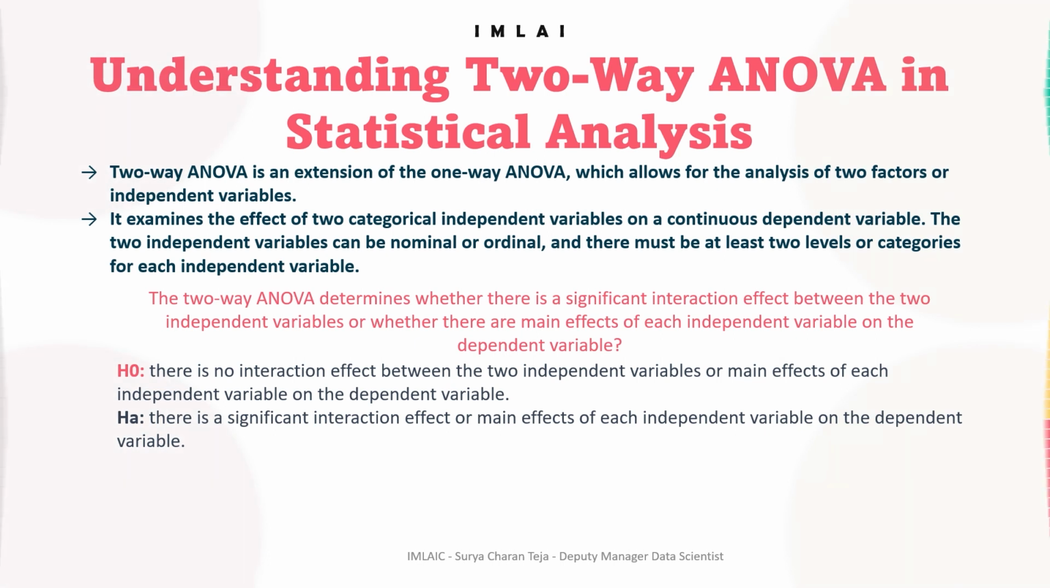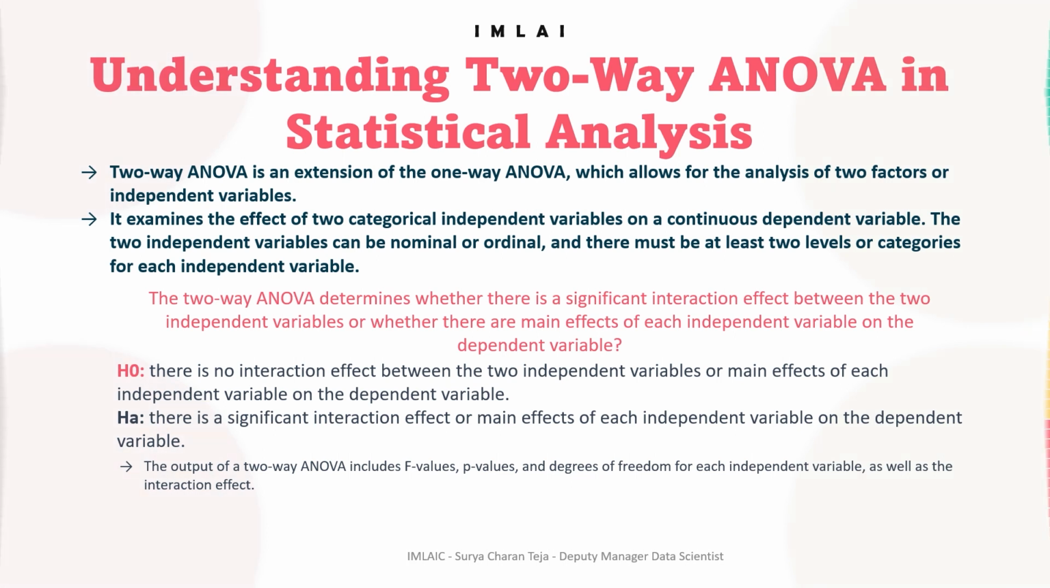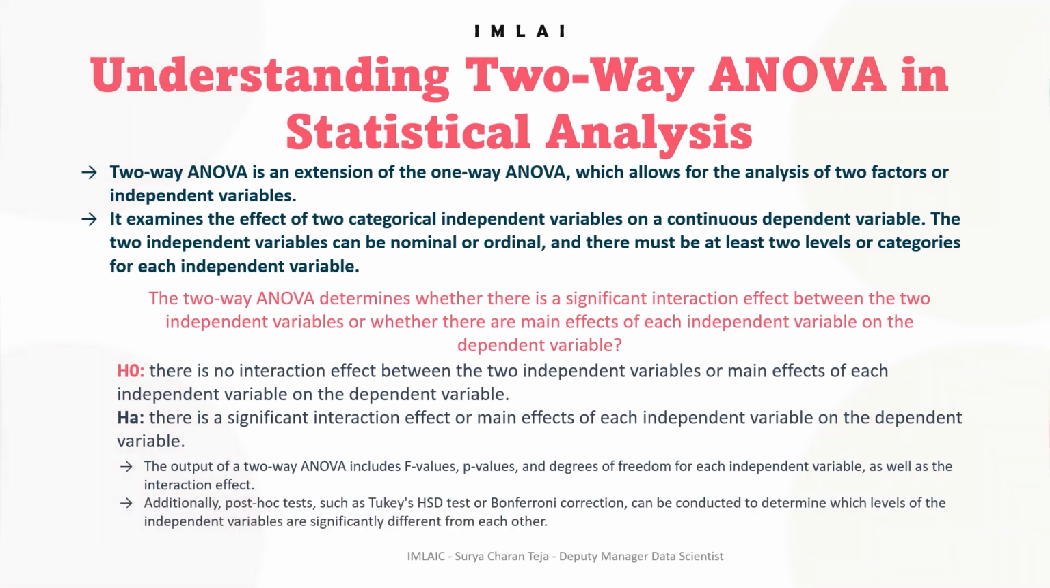The output of a two-way ANOVA includes F values, p values, and degrees of freedom for each independent variable, as well as the interaction effect. Additionally, post hoc tests such as Tukey's HSD test or Bonferroni correction can be conducted to determine which levels of the independent variables are significantly different from each other. Overall, a two-way ANOVA is a powerful tool for analyzing the effects of multiple independent variables on a continuous dependent variable, and is widely used in many fields including psychology, medicine, and engineering.